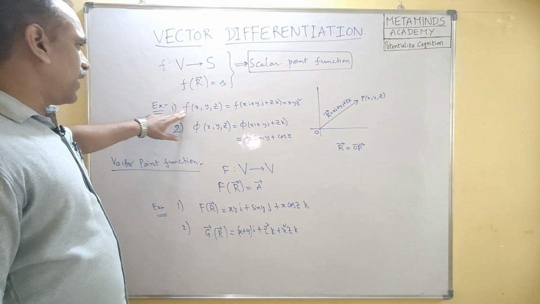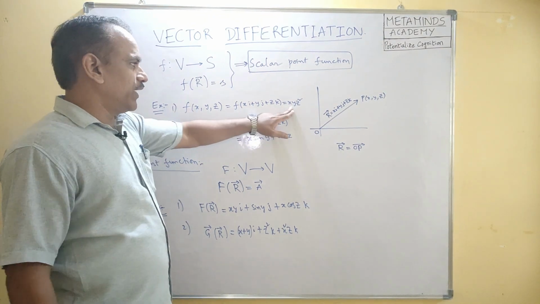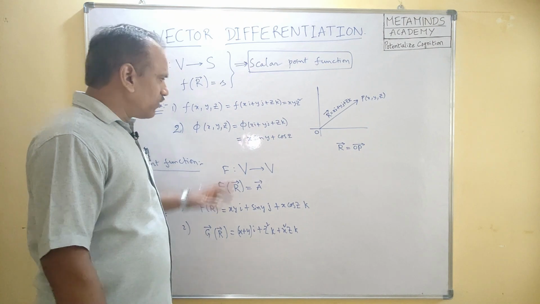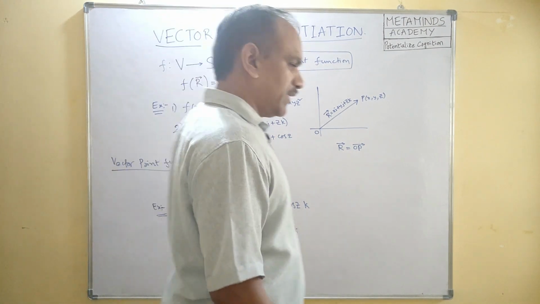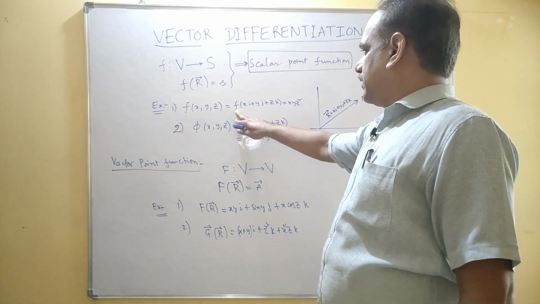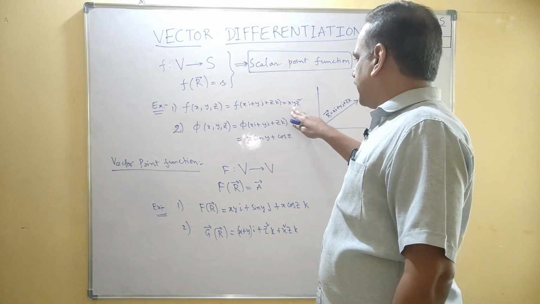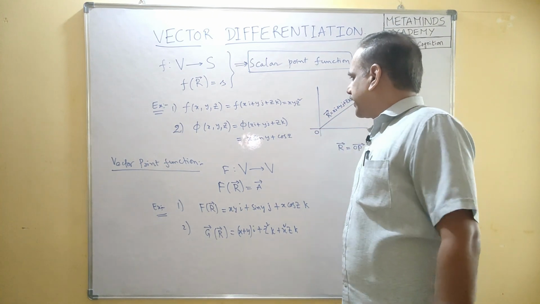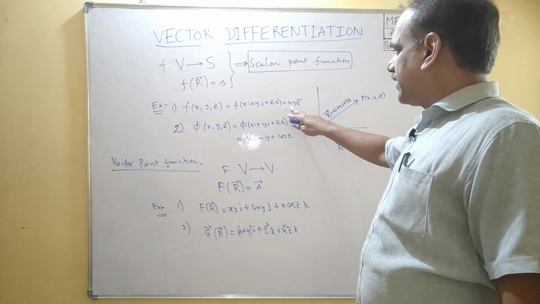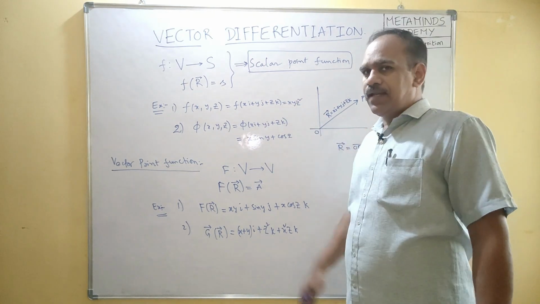An example of a scalar point function is f of xyz equal to xyz square. You can also write f of xi plus yj plus zk. That means the function f here is mapping the vector xi plus yj plus zk to the scalar xyz square. See, there are no ijk in this, it is a scalar.